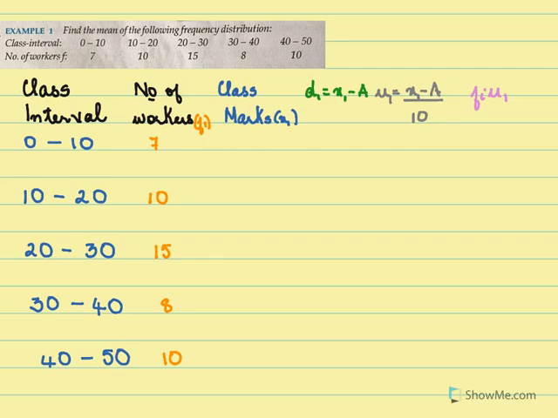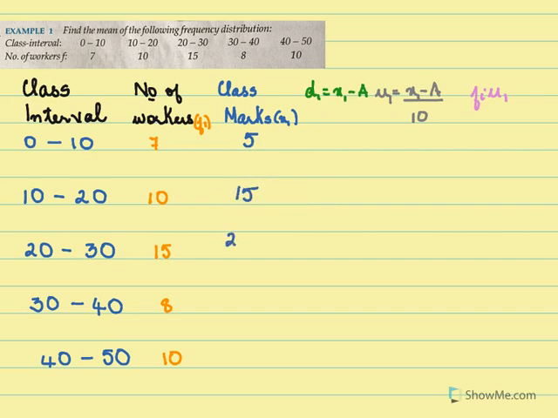To find the class marks, we do upper limit plus lower limit divide by 2. So 0 plus 10 divide by 2, and that is equal to 5. Then for the next, 10 plus 20 divide by 2. That's equal to 15.